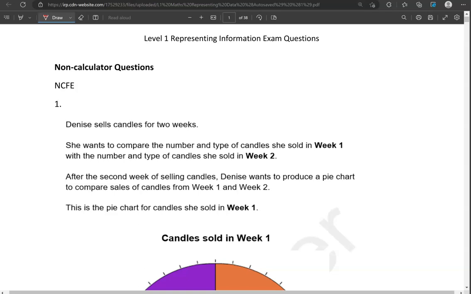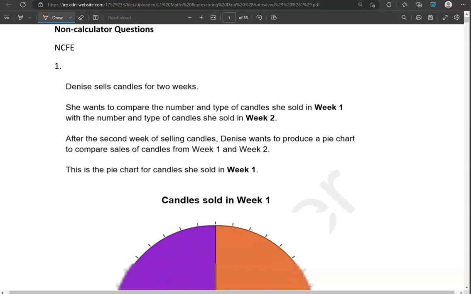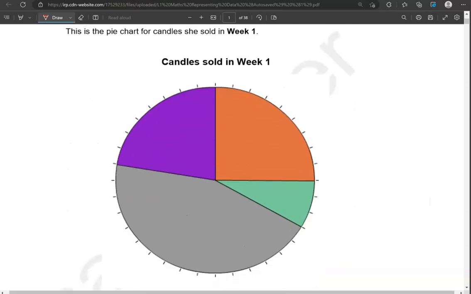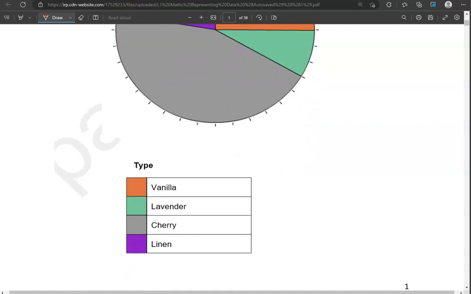Here is the first one. Denise sells candles for 2 weeks. She wants to compare the number and type of candles she sold in week 1 with the number and type of candles she sold in week 2. After the second week of selling candles, Denise wants to produce a pie chart to compare sales of candles from week 1 and week 2. This is the pie chart for candles she sold in week 1. And we're given the different types: vanilla, lavender, cherry, and linen.